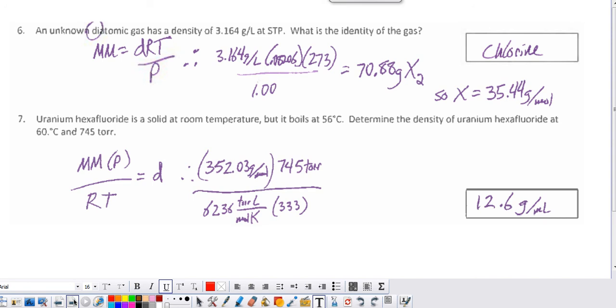The pressure, the R in torr. Why did I pick R in torr? That's 62.36. I picked the R for torr because the pressure was in torr, so that way these torr and those torr will cancel each other out. And I converted the temperature to Kelvin and got a density.